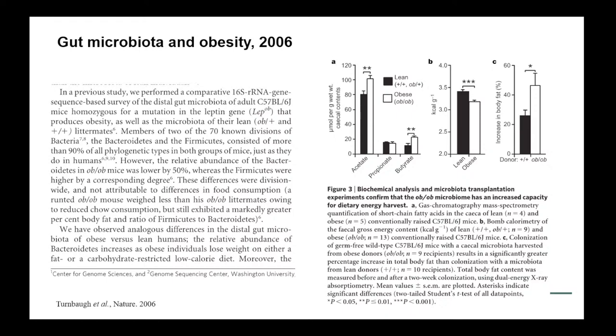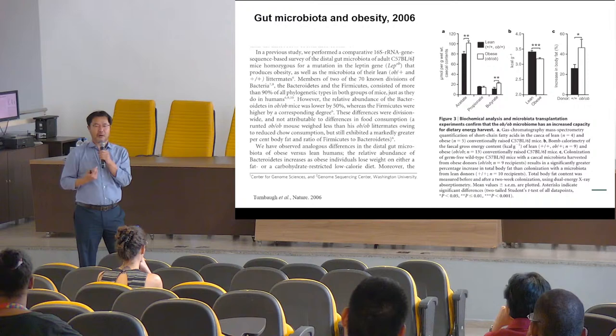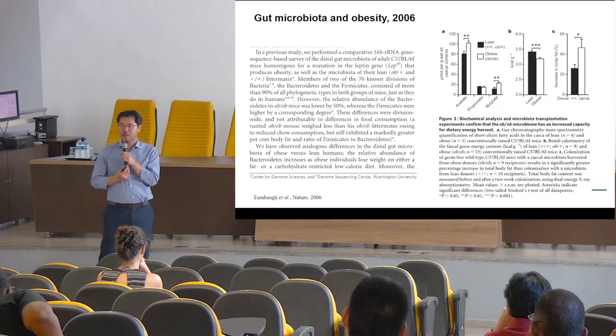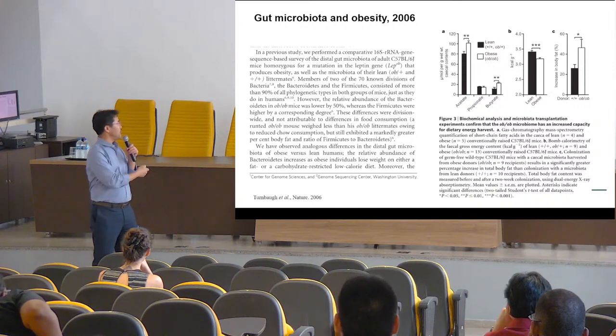Then they started to measure the short-chain fatty acids in the cecum. Obese mice had more short-chain fatty acids compared to lean mice grown conventionally. Surprisingly, when they measured the energy in the feces, obese mice had less energy in feces, because they said obese mice could absorb more energy into body fat. And this is why the paper was published in Nature at the time. They used germ-free mice: they collected feces from obese mice and transplanted them to germ-free mice, and the germ-free mice became fat.